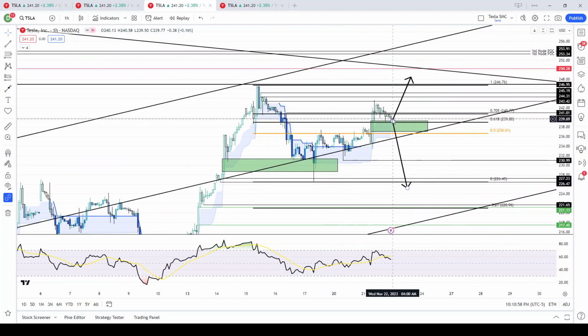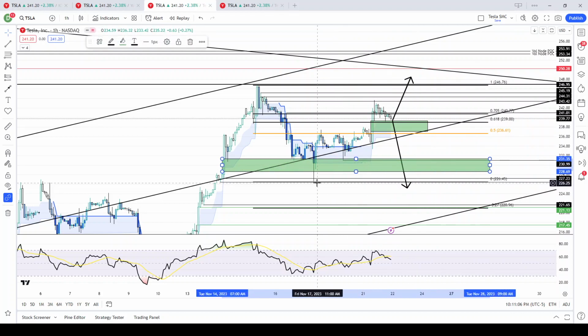But I do think that if we were to take out this fair value gap, we'd come back down, take out the internal liquidity. We'd get caught on this fair value gap. If we could take it out, we'd be targeting the low from last Friday.